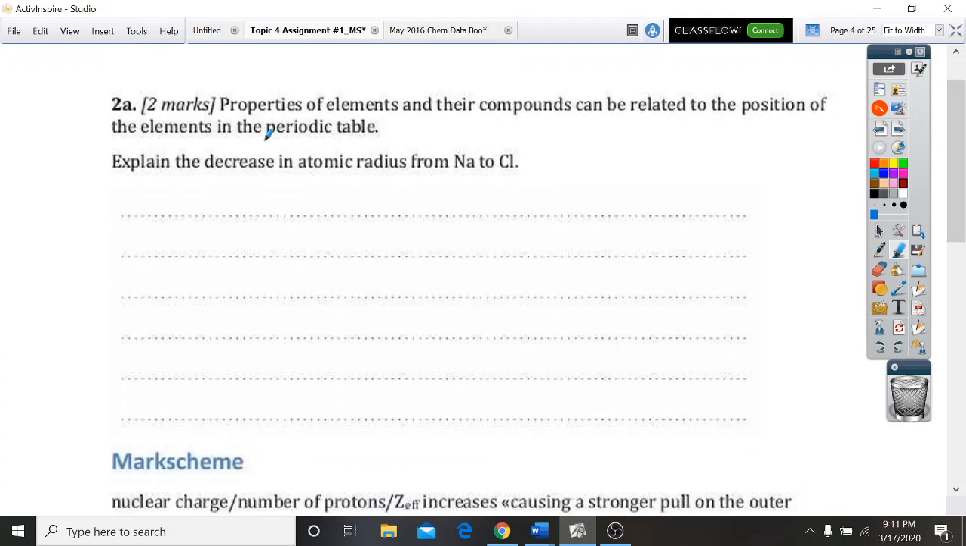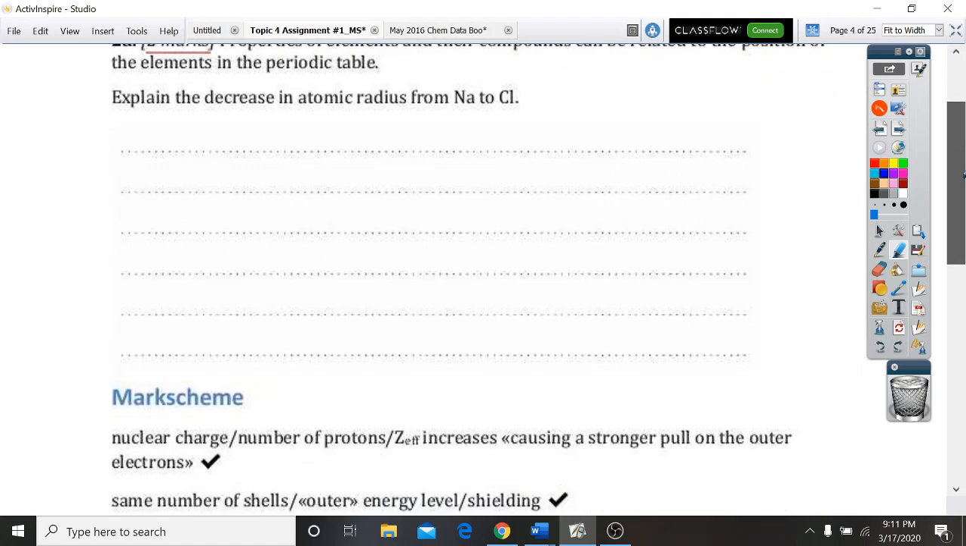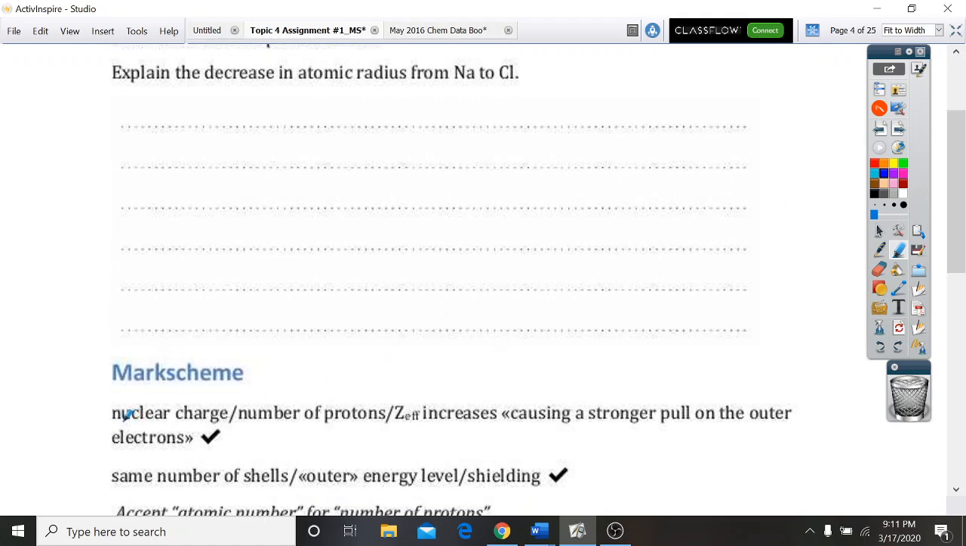Here, for explaining the decrease in atomic radius from sodium to chlorine, again, I want you to start getting really used to looking at marks. 2 marks. I have to say 2 different things. I can say the nuclear charge or the number of protons increases across a period, while the same number of energy levels remains. So those are 2 different things you could have said.